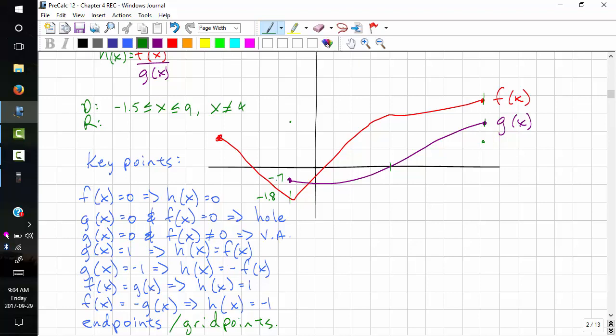Okay, we're looking for f equal to 0. That's here. And it's just going to be 0. Now we're looking for g equal to 0. That's here. And because this is not 0, we have a vertical asymptote. Vertical asymptote, x equals 4.